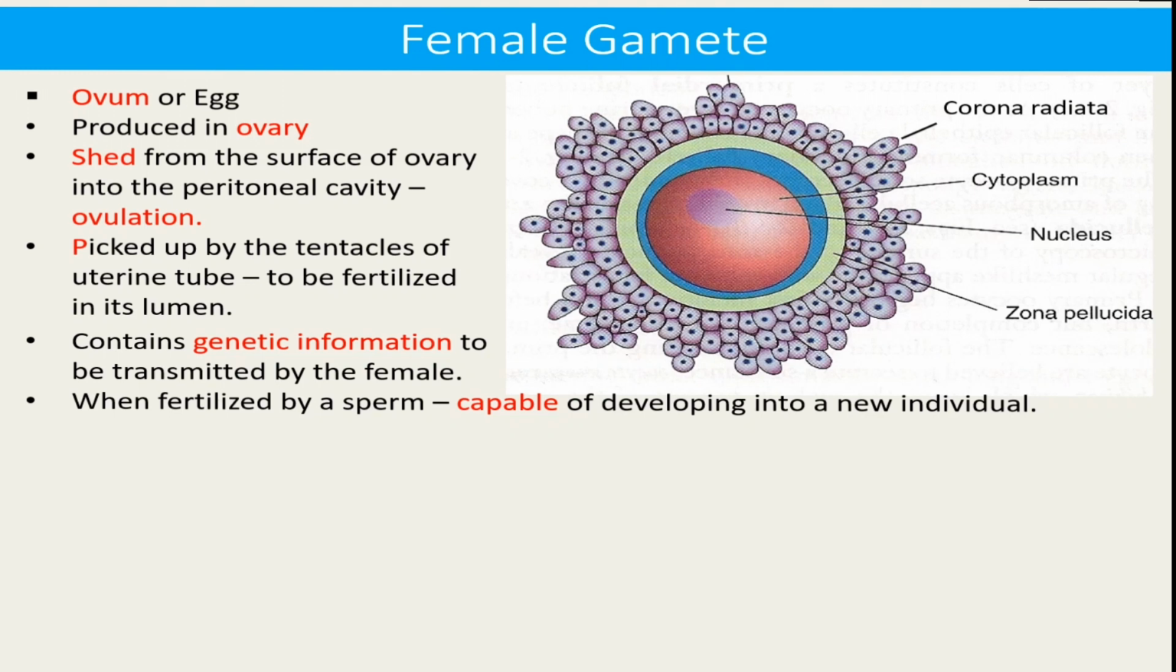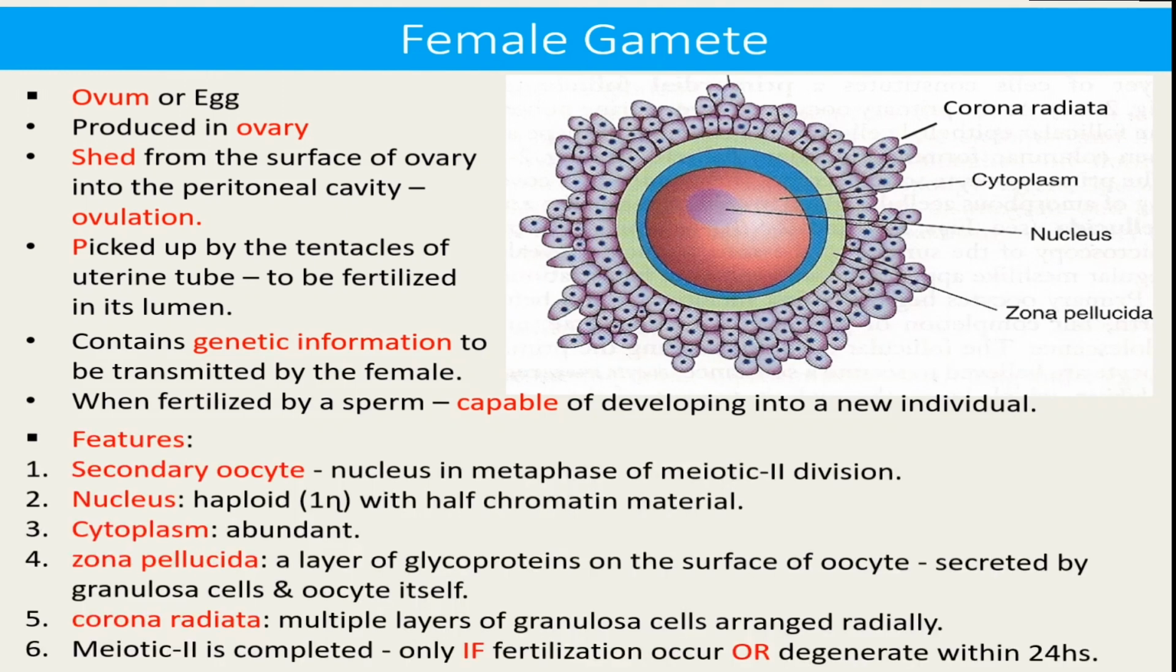The female gamete contains genetic information to be transmitted by the female, and when it is fertilized by a sperm, it is capable of developing into a new individual. Now, what are the features of the female gamete? It is actually a secondary oocyte in which the nucleus is in metaphase of the second meiotic division.